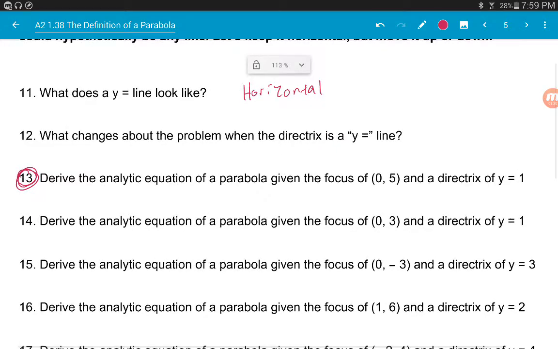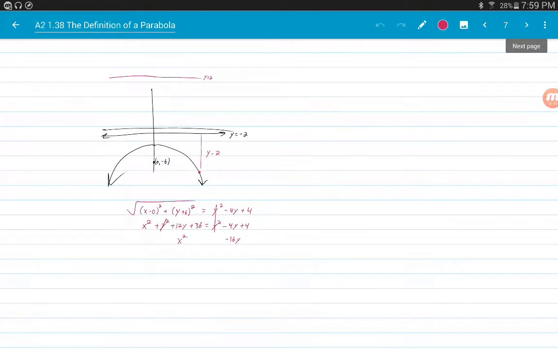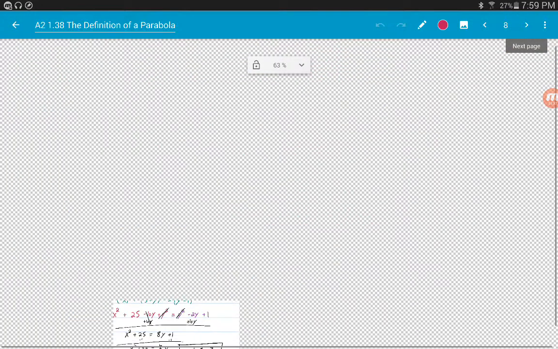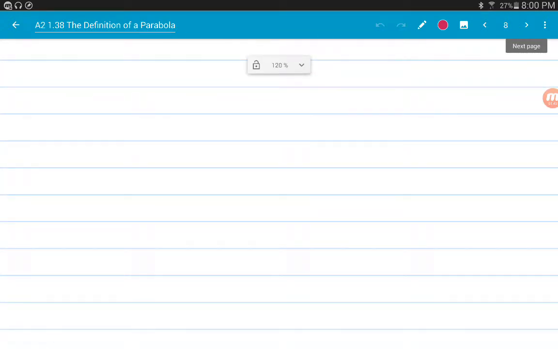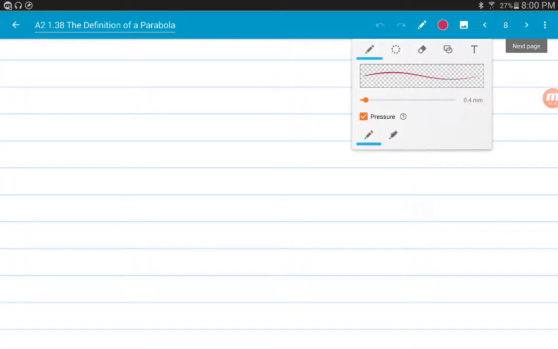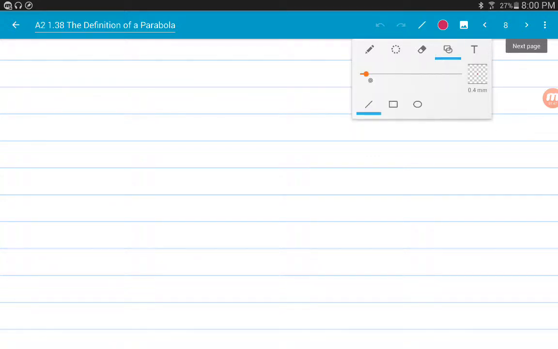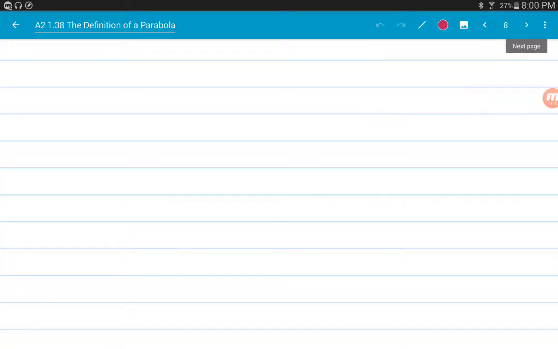Now, question 13 says, derive the analytic equation of a parabola. Okay, so find the equation, given the focus of 0, 5, and a directrix of y equals 1. So I'm going to draw a graph. Follow the same exact steps that I have on the previous lesson's video. So if you didn't watch that, you might want to jump back and do that first.